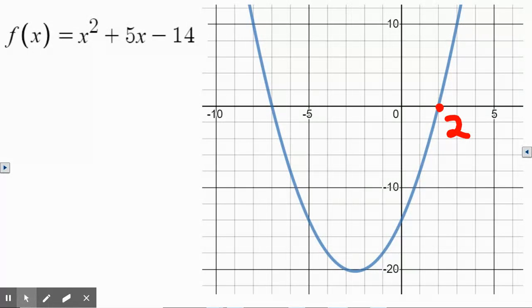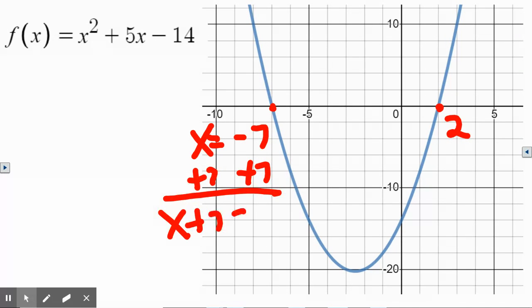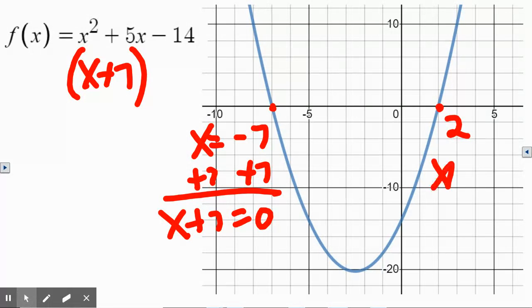This one looks like it's at positive 2, and this one looks like it's at negative 7. Now, if x equals negative 7, and I want this set equal to 0, I'm going to add 7 to both sides, and I'm going to say x plus 7 equals 0. You might not even need to do it this way, but I'm showing it so you have a technique if you need it, or if they get harder. So x equals 2, subtract 2 from both sides, and we get minus 2.